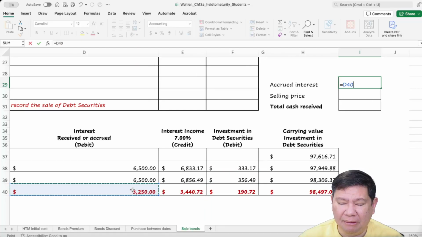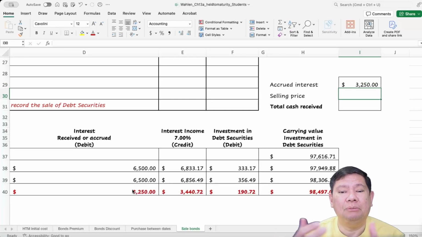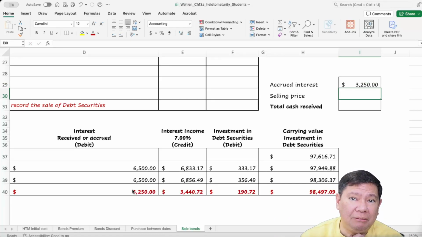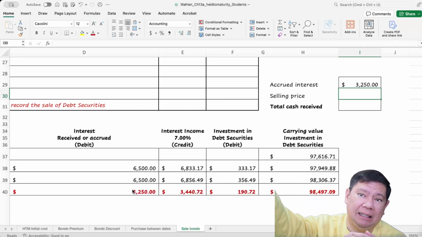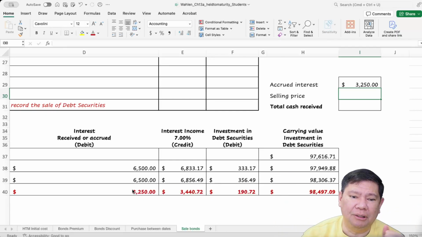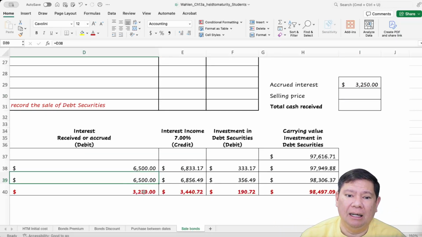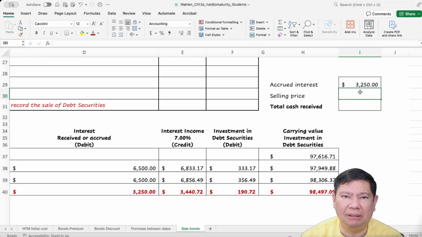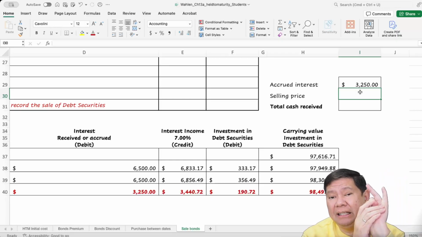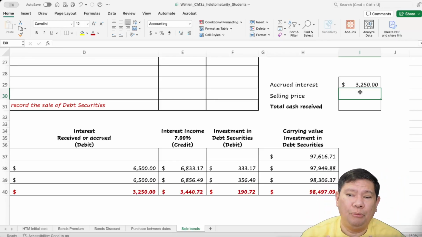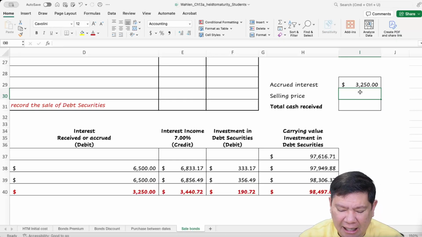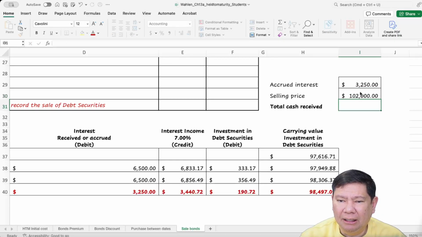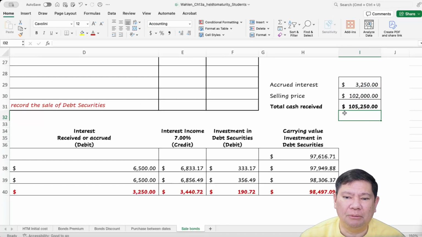The accrued interest for the 3 months that we're supposed to receive is 3,250. So the buyer will pay us 3,250. So when they receive the next interest payment, they will receive the full 6,500 for 6 months. Minus the 3,250 that they pay us, they will receive the difference, which is also 3,250 for April, May, and June. They should get 3 months interest. We should get 3 months interest. Selling price is 102,000. So total cash that we will receive from this transaction is 105,250.